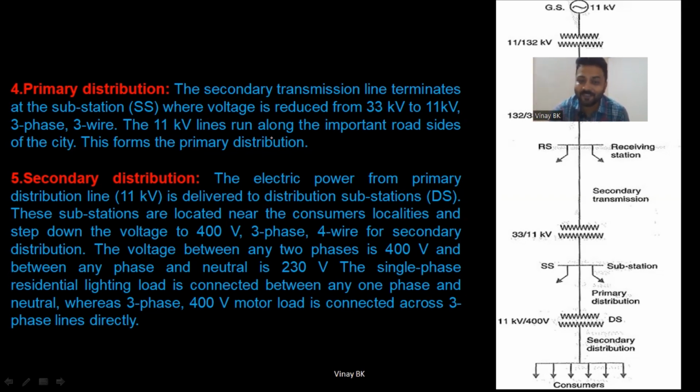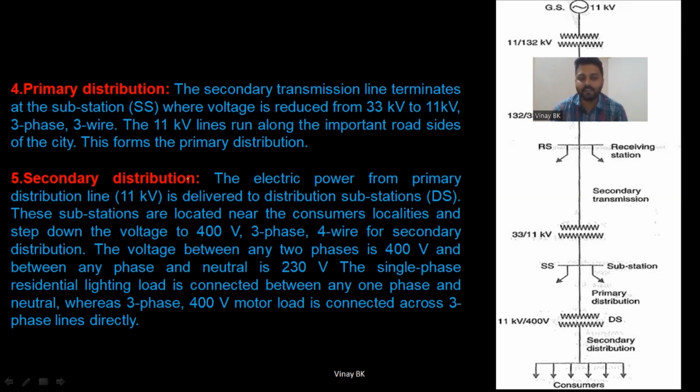where the voltage is reduced or stepped down from 33 kilovolts to 11 kilovolts of the three phase three wire system. So from 11 kilovolts, or 132 kilovolts or 220 kilovolts in some textbooks, again 132 to 33, 33 to 11, then 11 to 400, and from 400 to single phase 230 volts that we are getting at our home, so that we can call it consumers.